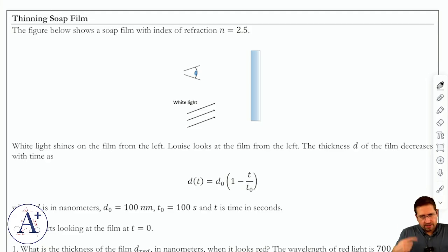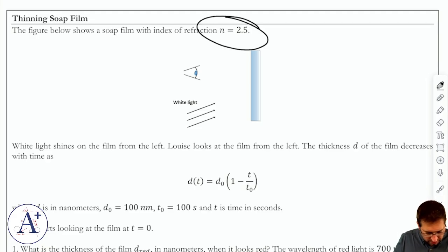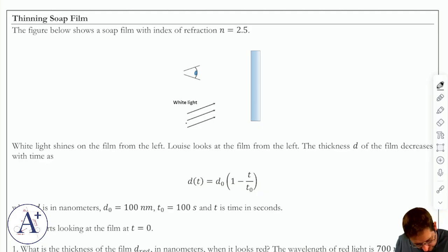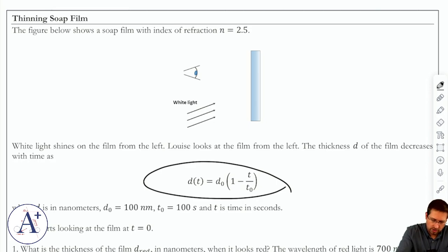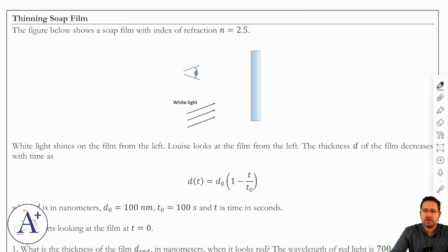So here we have a soap film, kind of like we had before. We're given the index of refraction. Light comes in from the left, is going to reflect off the film, both the front and the back. And Louise, who's looking at the film from the left, sees whatever she sees. And we're going to determine if she sees the film as colored red, or does the film look blue, or whatever. And what happens is that in this problem, the thickness of the film is a function of time. Right? Now remember, one color corresponds to one thickness. If you start to vary thickness with time, you can anticipate that the color of the film will be a function of time.